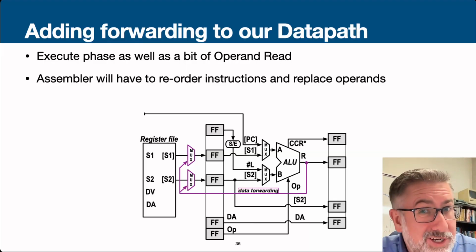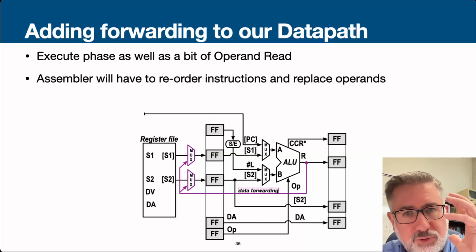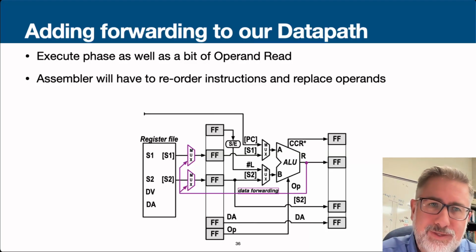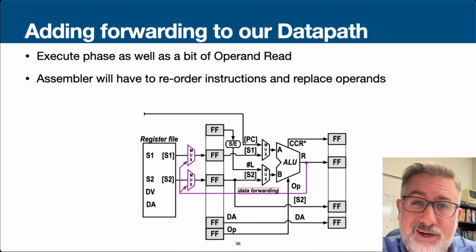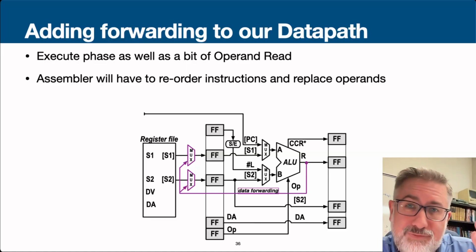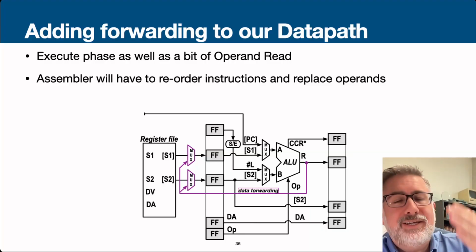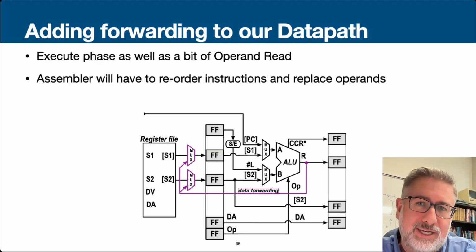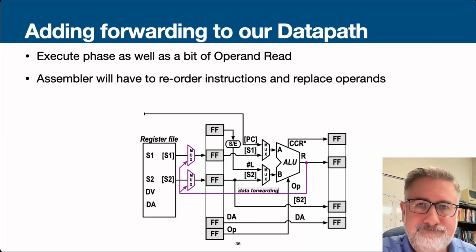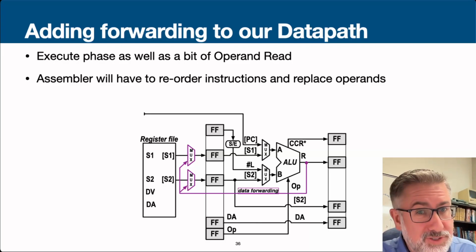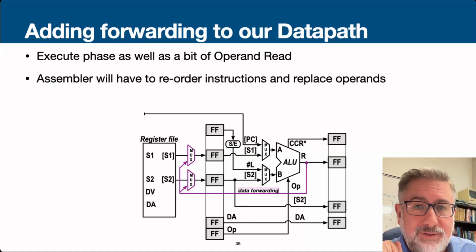Now, we only want to do this in cases where I'm going to use a result immediately right away. But when I do that, I can compress those bubbles down to nothing because I don't have to wait for that result to go past and then be stored back in the register file before it's loaded and then presented to the ALU. Now, it's more multiplexers, more choices to make, but that's going to work.